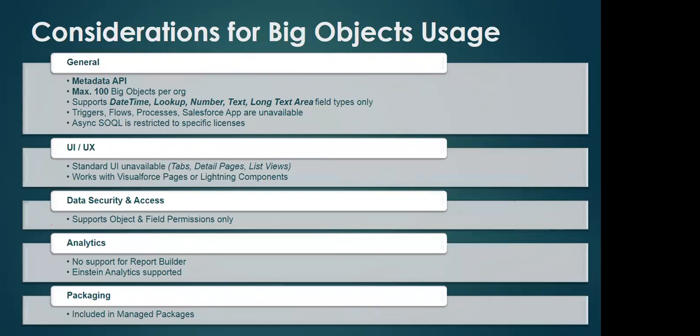The next very important thing is from a user interface or a user experience standpoint. When you create a regular standard or a custom object, you get the benefit of leveraging tabs or detail pages or list views. But with big objects, you don't get any of that. So all you see is a big object like a regular object without any kind of data, and you've really got to work through how you can view the data which is inserted within a big object.